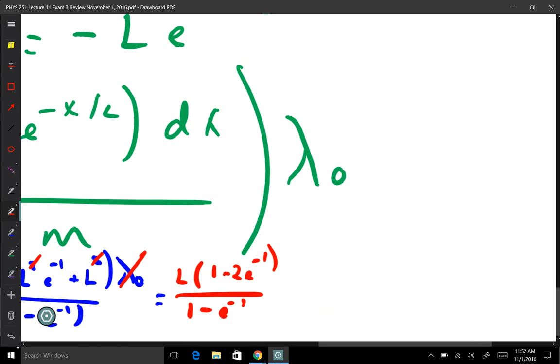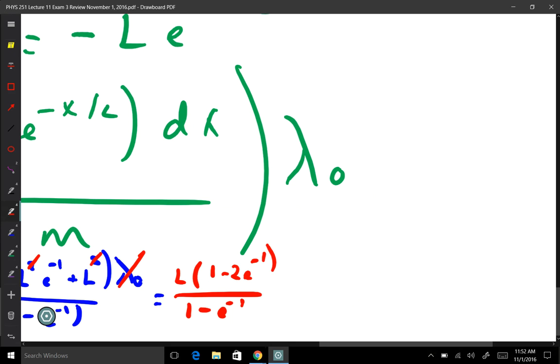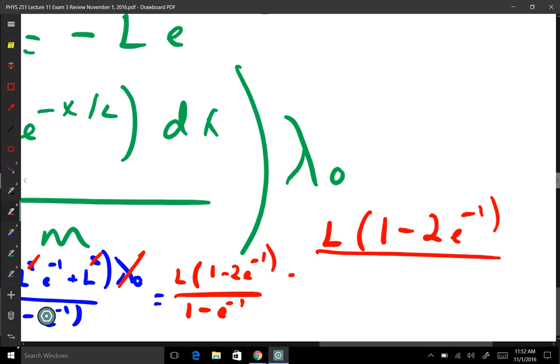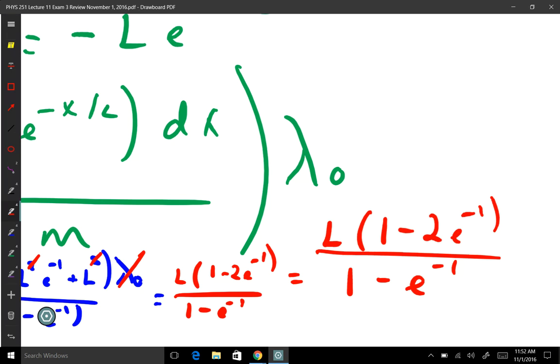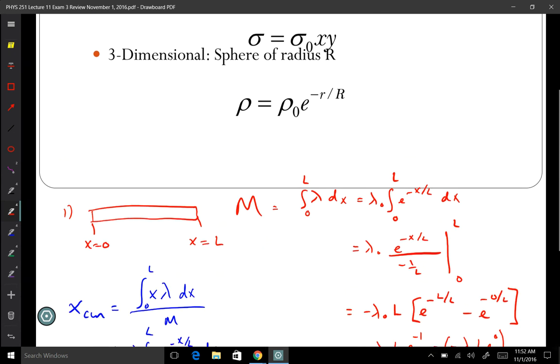You're asking what the final answer was there? I can actually write the final answer bigger over here. L times 1 minus 2 e to the minus 1. So, hooray! That's the first of these problems.